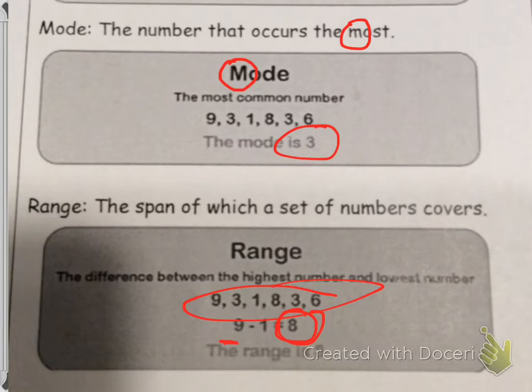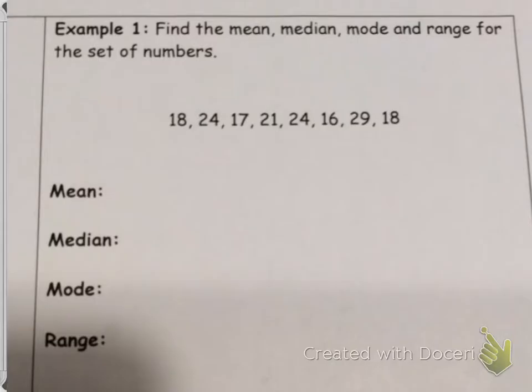Yes, exactly. Okay, so now we're going to see if we can do the math on our own. So grab your calculators, you two. This first example says find the mean, median, mode, and range for the set of numbers. Now the mean, we don't have to put those numbers in order. We can just add them the way they are. And then let's count them and see how many we're going to have to divide by. So 1, 2, 3, 4, 5, 6, 7, 8.